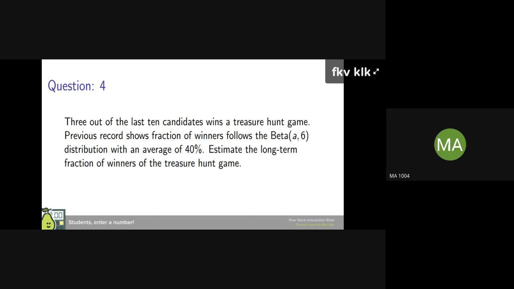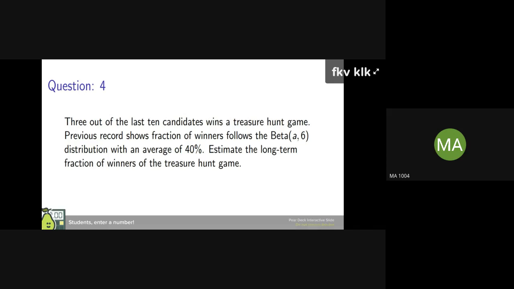Is there anyone who is not able to understand this problem? I didn't understand it. I'm not able to solve it. Okay, so I'll just explain once.